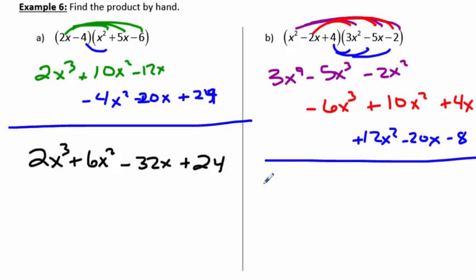Combine your like terms. We'll have 3x to the 4th. Negative 5 and negative 6 will add to negative 11x cubed. Negative 2 and positive 10 will add to positive 8. Plus 12 will add to positive 20x squared. Positive 4 and negative 20 will add to negative 16x. And our constant is minus 8.